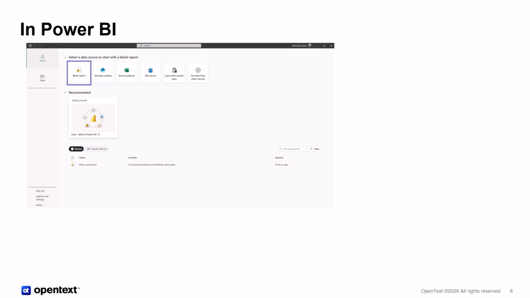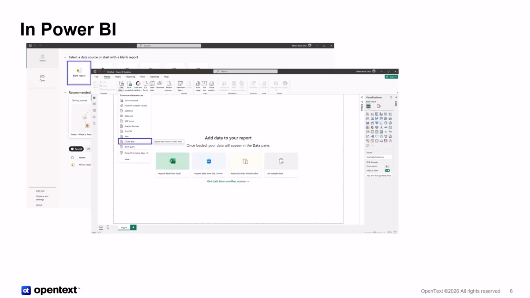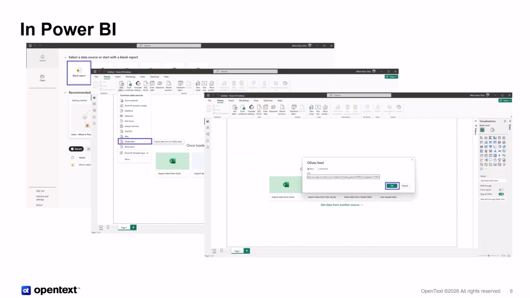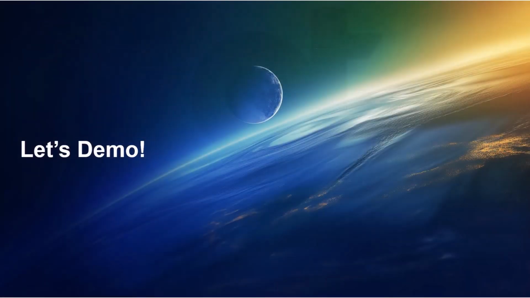To do this, we create an empty report and select the OData feed data source. In the pop-up window that appears, we'll enter the URL we created in the previous step. Let's move on to the tools to see how to follow the steps we have indicated.